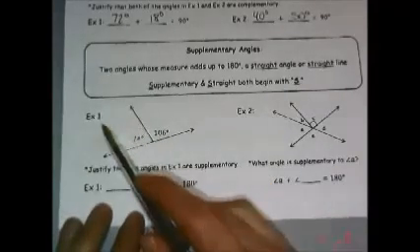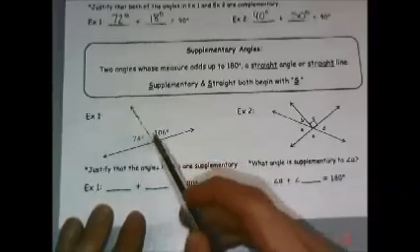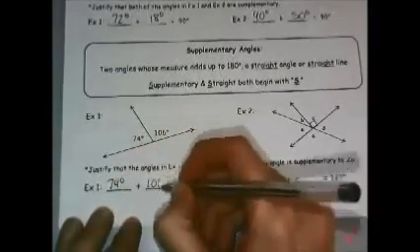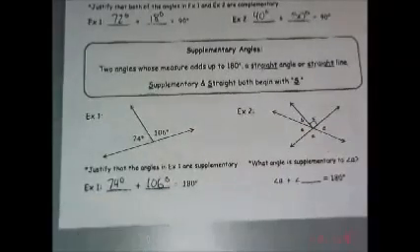Okay, so I'm looking at example 1. I have a 74 degree angle here and a 106 degree angle here. If I add 74 degrees and 106 degrees, I get 180 degrees. So this is indeed a supplementary angle.